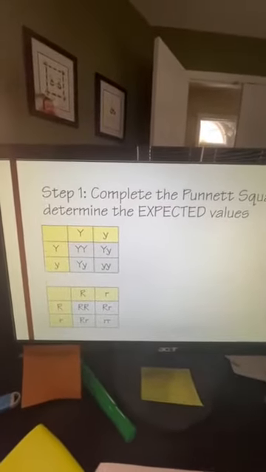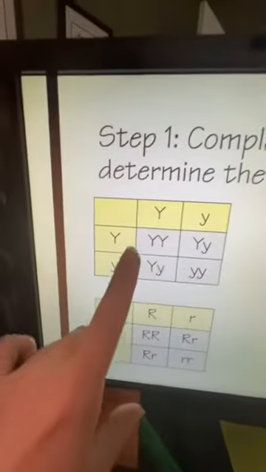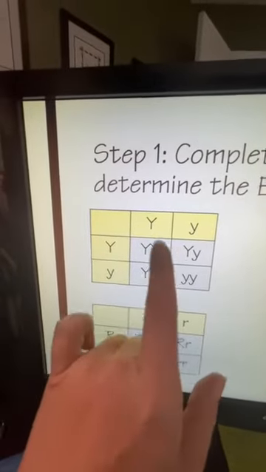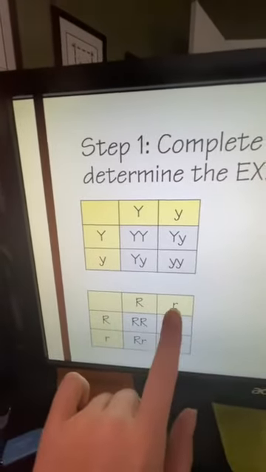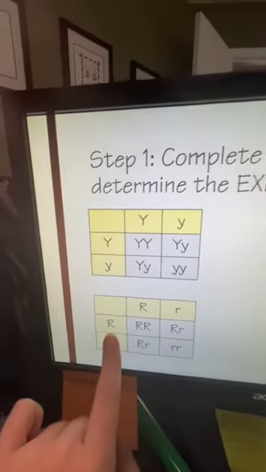So the first step you're going to need to do is complete a Punnett Square. When you do your Punnett Square, you'll put your two different traits on there. Of course, we're looking at a heterozygote for yellow and a heterozygote for round. We're going to cross these.